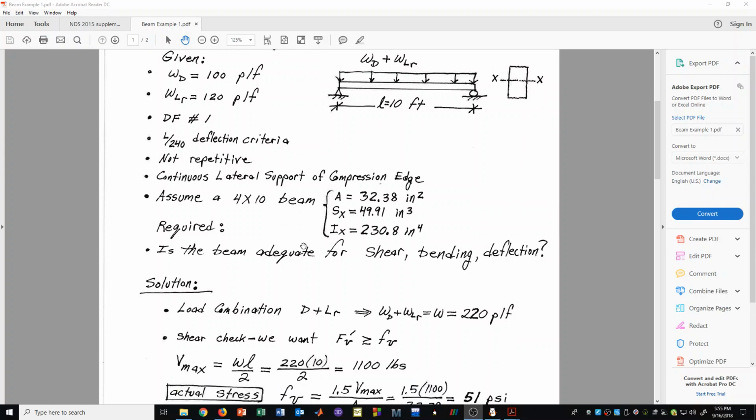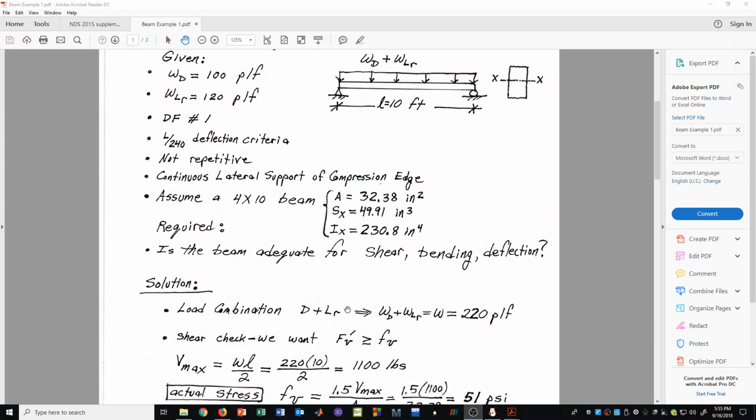So the solution would proceed as follows. First off, we notice that we have a load combination of dead plus roof live. In this case, you're not given any other loads, so all you can assume is that dead load and roof live load are provided. And so this is the only load combination we will consider because we don't have any other information.